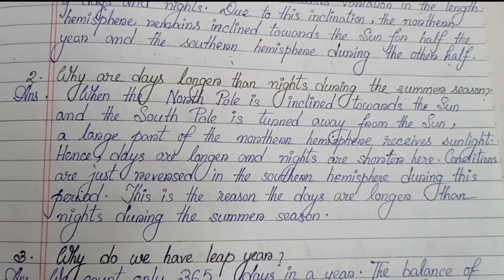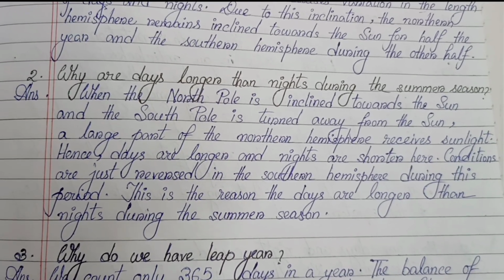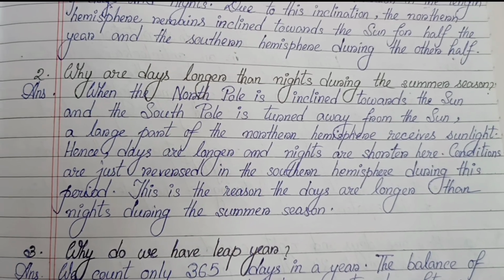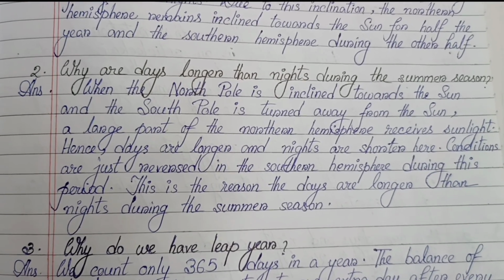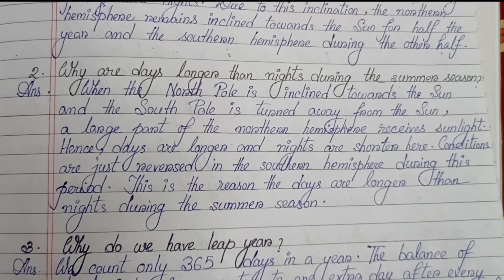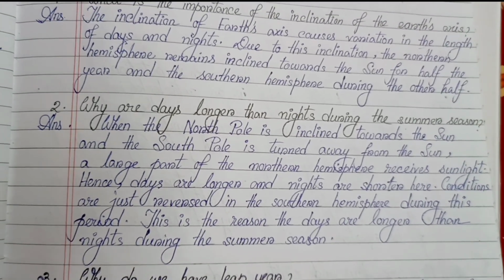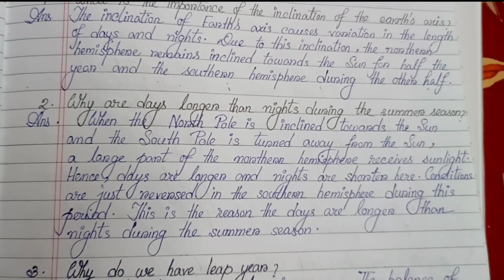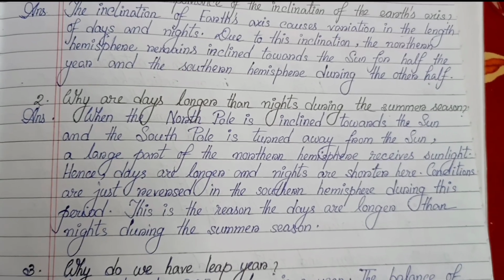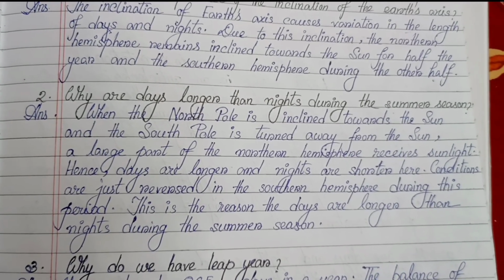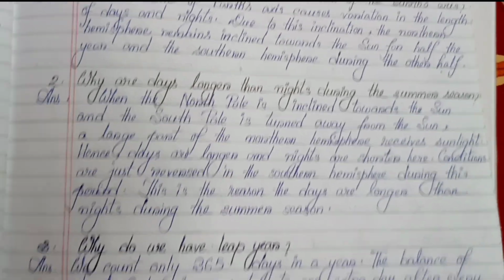Number 2, why are days longer than nights during the summer season? When the North Pole is inclined towards the sun and the South Pole is turned away from the sun, a large part of the northern hemisphere receives sunlight. Hence, days are longer and nights are shorter here. Conditions are just reversed in the southern hemisphere during this period. This is the reason the days are longer than nights during the summer season.